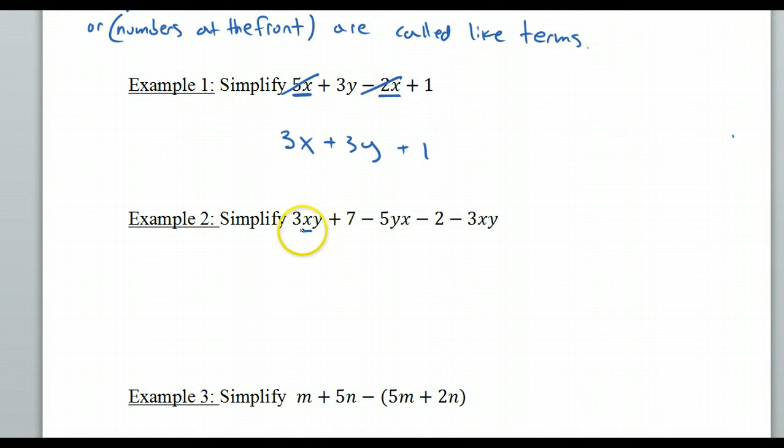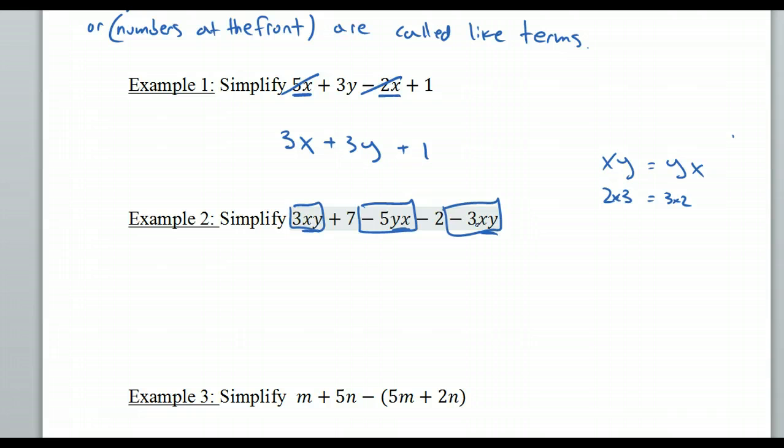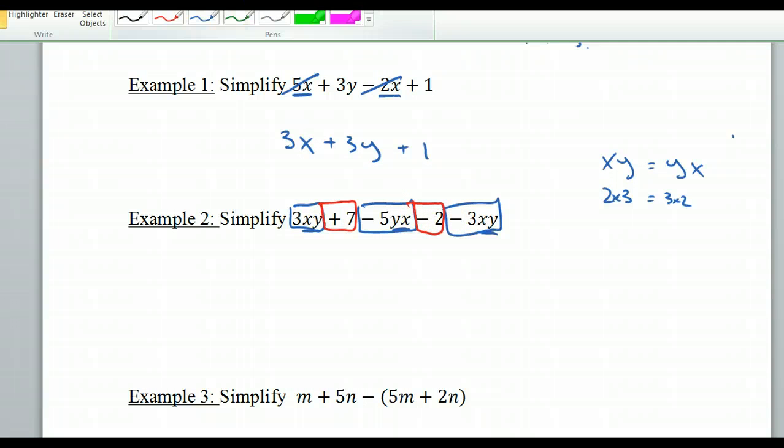I have some xy's here, and I have some yx's, and some xy's again. Now remember, the order of multiplication doesn't matter, so xy is the same thing as yx, or 2 times 3 is the same thing as 3 times 2. So these here are all like terms. Let's go ahead and do those. I also have some other like terms. I think you noticed them. Well, the 7 and the negative 2 are also like terms because I can simplify them.